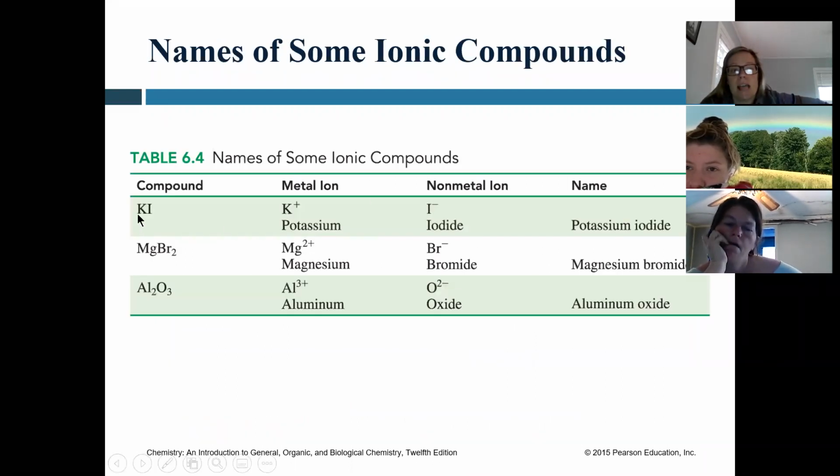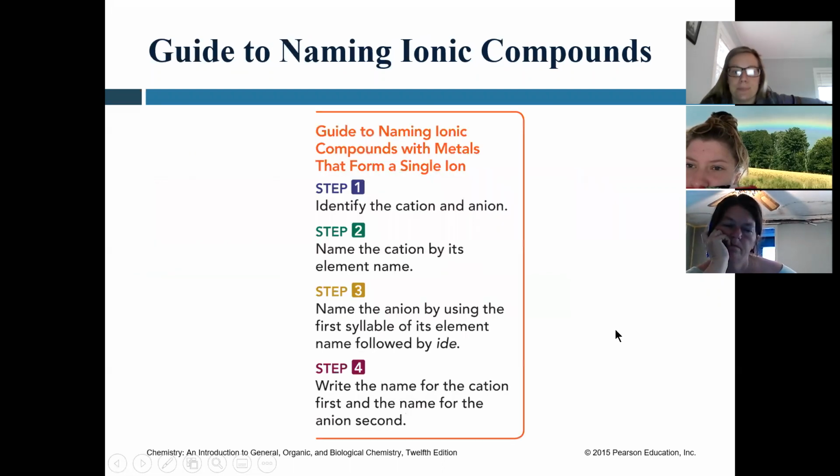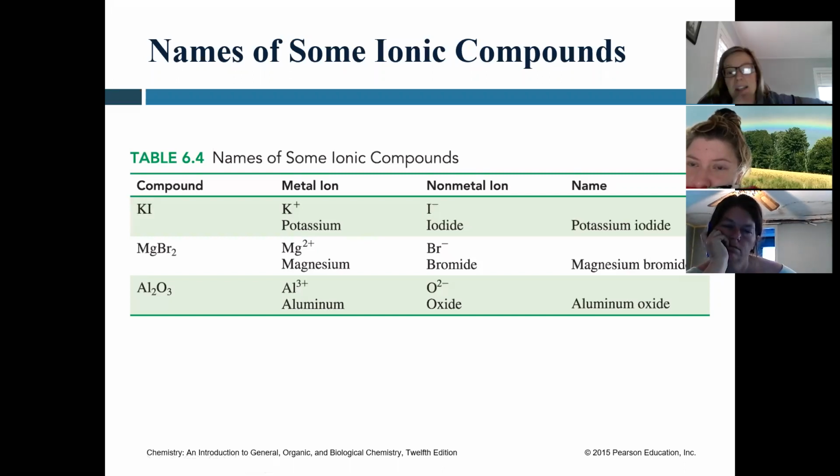So looking at this one, we have potassium and iodine. We cut off the last part of it and we make it iodide. So potassium iodide. This is magnesium and bromine. We write the word magnesium and then we bromide it. Aluminum, we cut quite a bit of the oxygen off. So it's not oxygenide, right? It's oxide. So remove everything but the OX and then add the IDE. And that's it. I mean, for this section, it does get more complicated, but it's really just name the metal and then IDE the nonmetal.